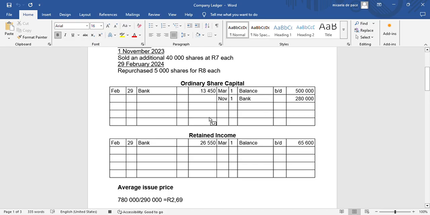Just a couple of things regarding buyback of shares. Please remember, you cannot buy back shares if you are going to end up with solvency or liquidity problems. And the other thing you must remember is that once those shares have been repurchased, those shares are retired. So you cannot sell those shares again at a future date.